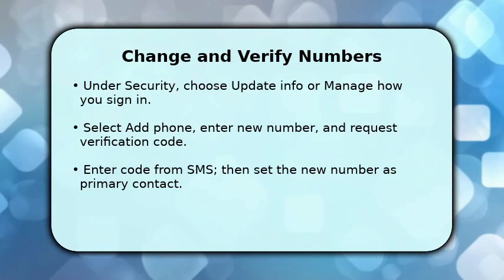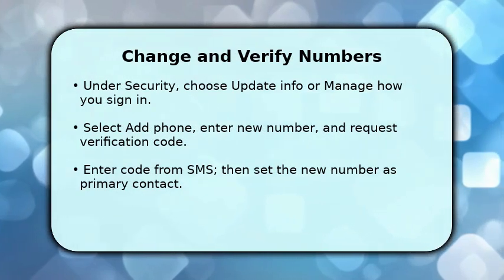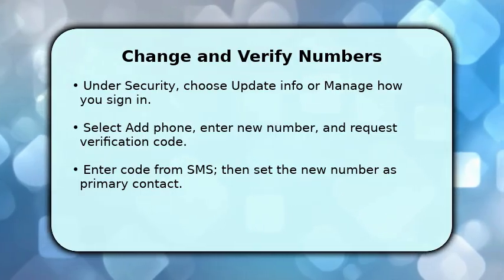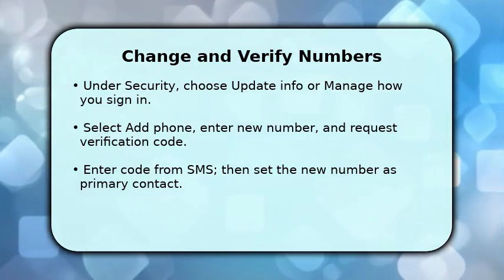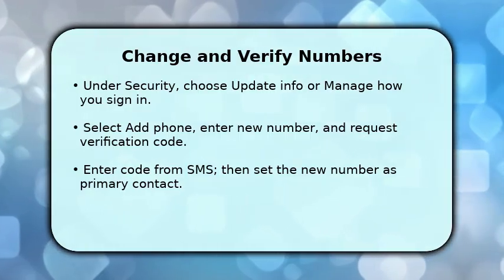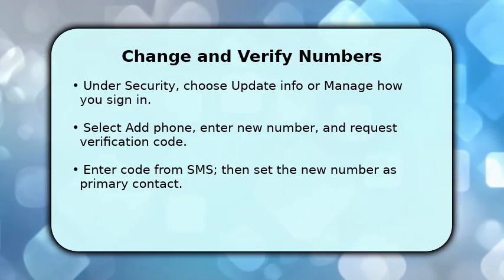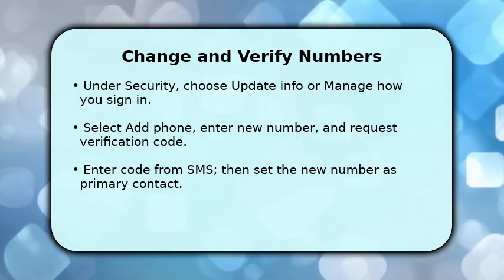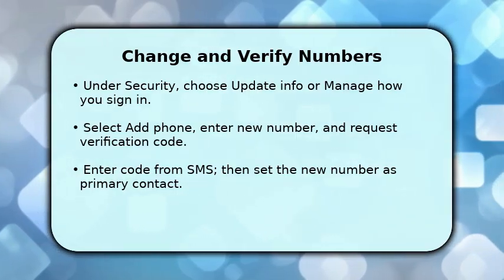Next, go to the Security or Contact Info area and choose to add or manage phone numbers. This is where you add the new number. You enter the new number and request a verification code so Microsoft confirms you control that device. Once the SMS arrives, type the code back into the form and confirm.